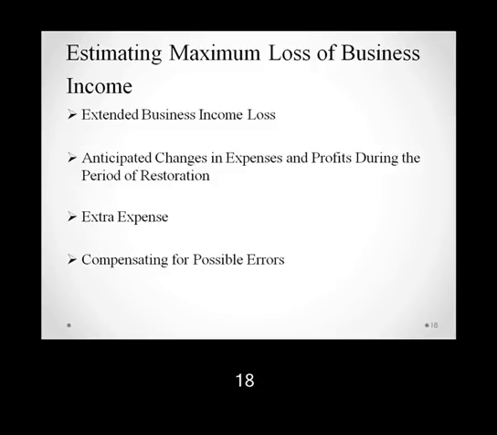Some other factors that should also be taken into consideration when estimating maximum loss of business income would be the extended business income loss, anticipated changes in expenses and profits during the period of restoration, extra expenses, and compensation for possible errors. The extended business income loss is an additional coverage in business income insurance. This coverage insures income loss incurred for up to 30 days after the damaged property is restored to use. For the purpose of estimating exposure and arranging business income insurance, the EML should include the extended business income exposure only to the extent that it is insured.